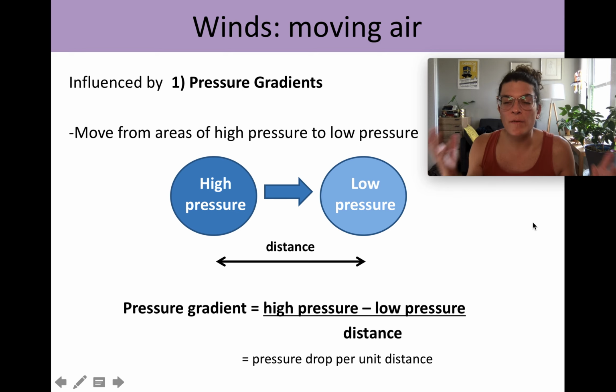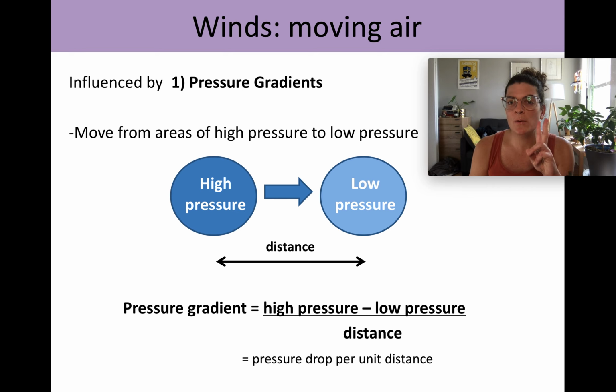So then how do we get from that to wind? Well, wind is influenced by two major things. One, it's influenced by the pressure gradient. So if I've got a high pressure over here and a low pressure over here, the air from the high pressure is generally going to want to move in the direction of the low pressure. It's going to want to move from high to low.